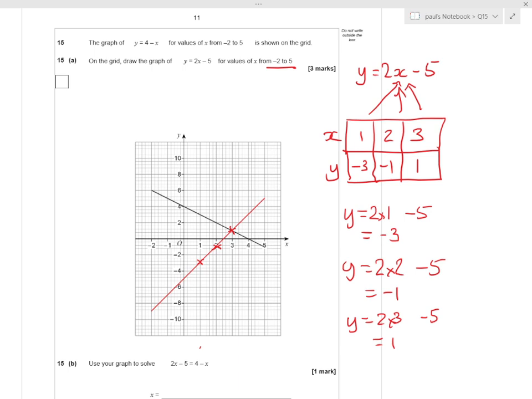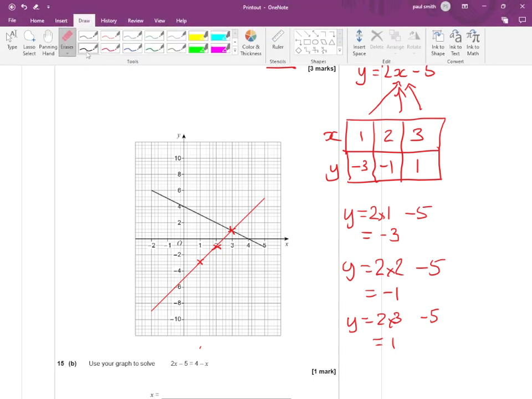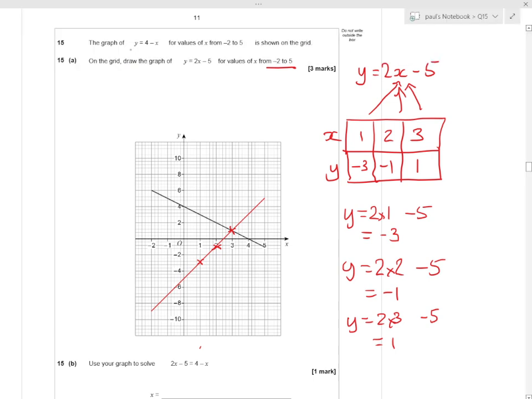So what are we going to do here? We're going to use your graph to solve 2x minus 5 equals 4 minus x. Now, don't worry, it's not that complicated. Look, 2x minus 5 is that one. The second, the red line that we drew. 4 minus x is the first one. See, y equals that and y equals that.